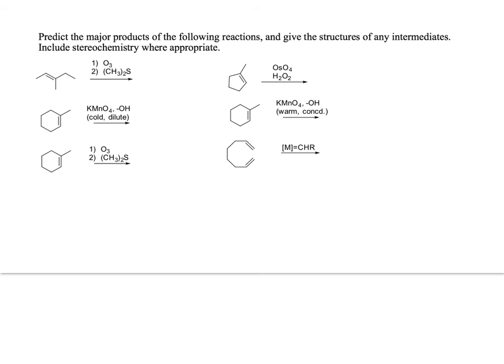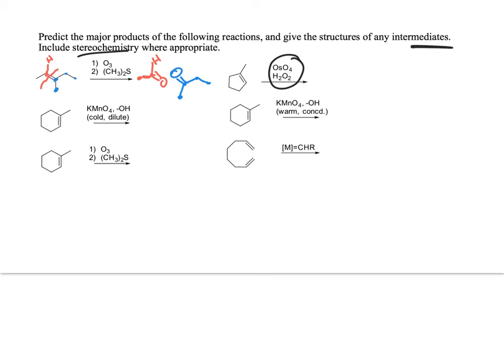Okay, predict the major products of the following reactions and give the structures of intermediates, include stereochemistry. Okay, so this is ozonolysis. So this carbon here has a hydrogen, and so when this cleaves, it makes an aldehyde. And then this carbon here has a methyl here and an ethyl here. So it is going to make a ketone.